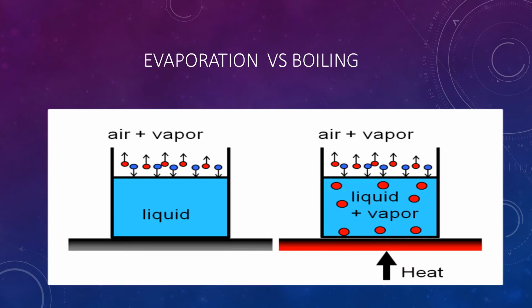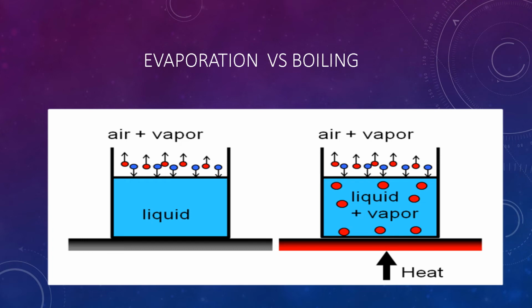Let me explain the difference between evaporation and boiling. Evaporation takes place at all temperatures below the boiling point of the substance, and boiling takes place at a certain temperature called the boiling point. For evaporation, no heating is needed, but for boiling, the liquid must be heated up to its boiling point.